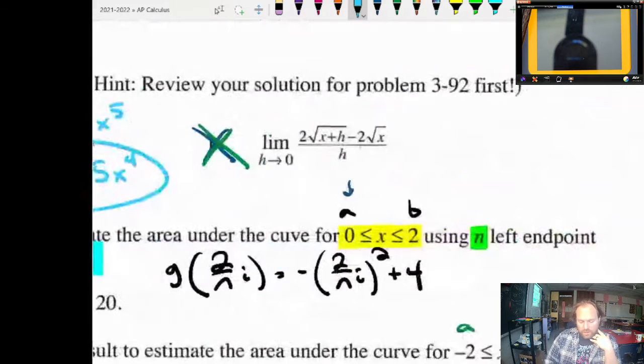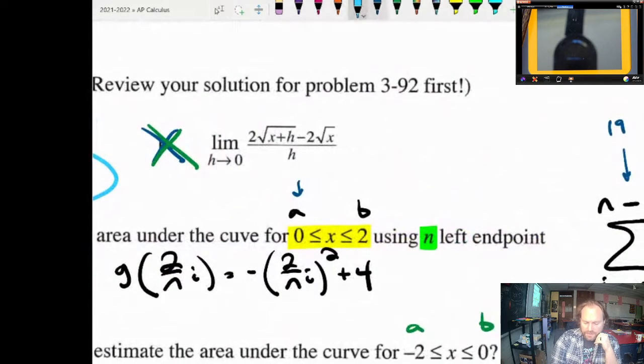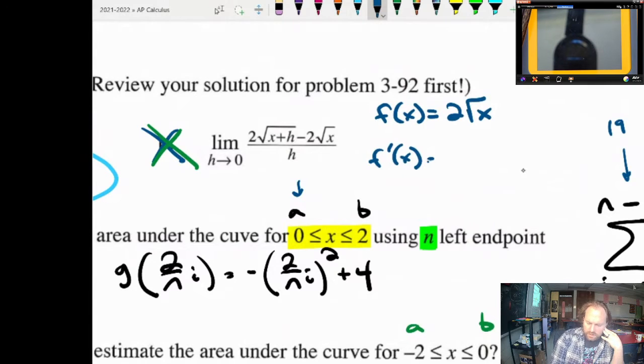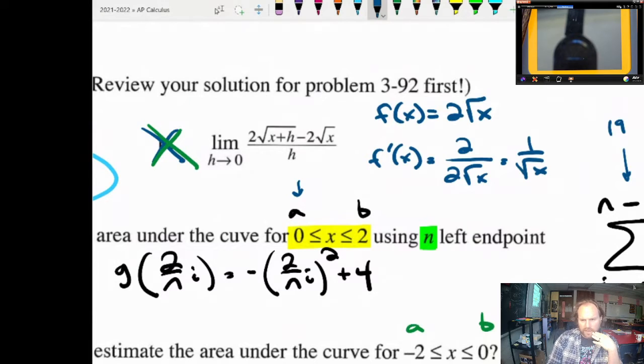I didn't assign question B, but I can tell you right now that it's actually going to be pretty easy to do because this is just f of x equals 2 times the square root of x. That's all the original function was. So f prime of x would be 2 over 2 roots of x. In other words, just 1 over the square root of x. That would be the answer.